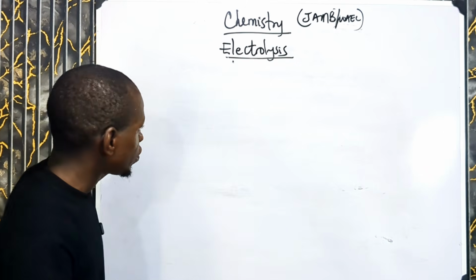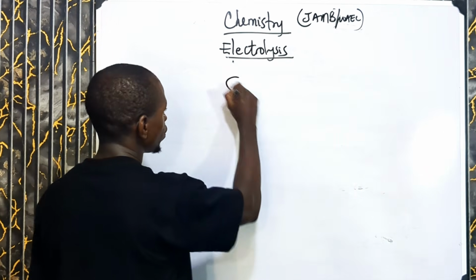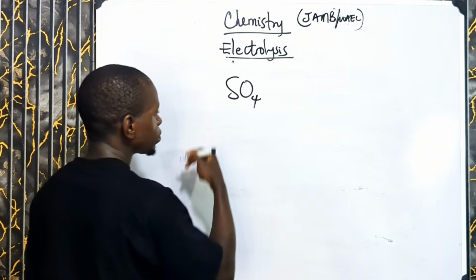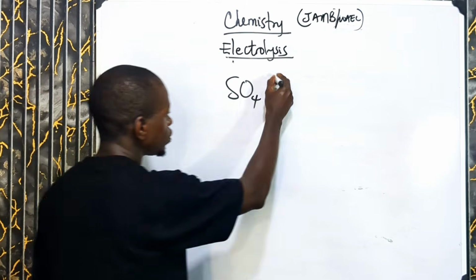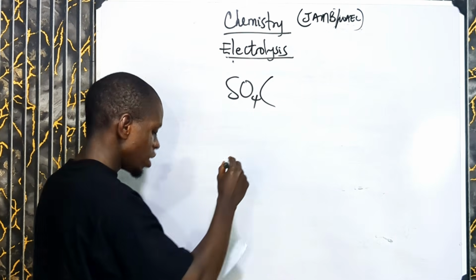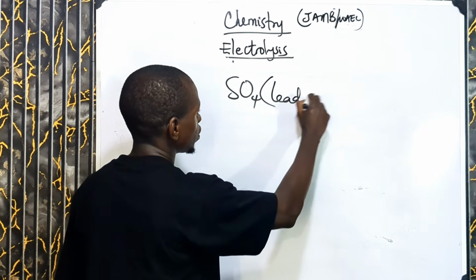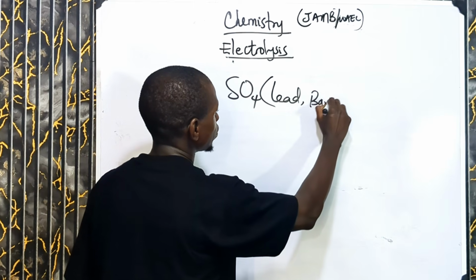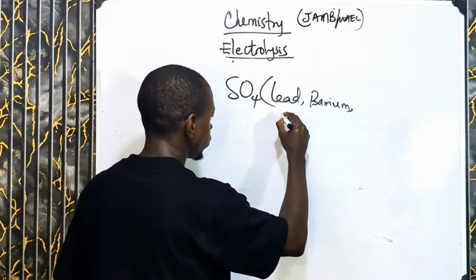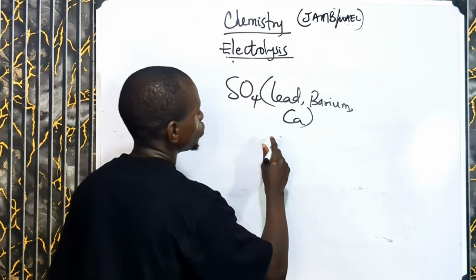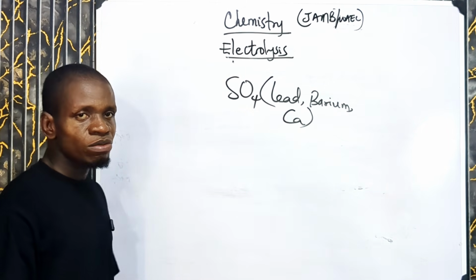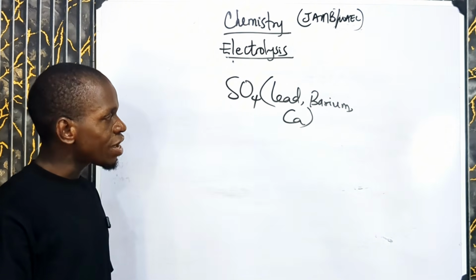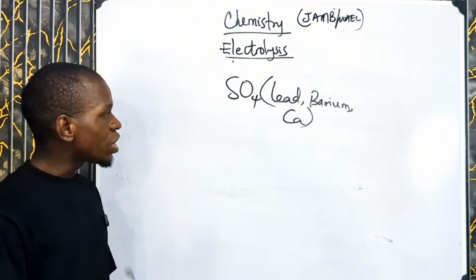For sulfate, SO4, any salt that contains sulfate, excluding the following: lead, barium, and calcium. So these ones are excluded. They are not soluble, so they are excluded. We can't include them as examples of electrolytes.